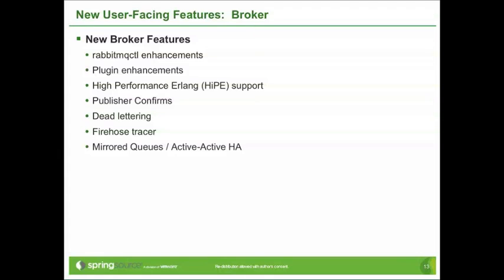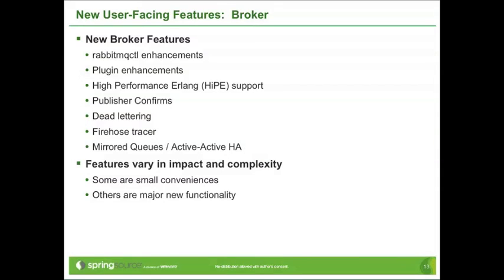We've added a new AMQP extension called the Publisher Confirm. We've added a new and often requested feature called dead lettering. There's a new debugging tool called the Firehose Tracer, and the keynote flagship feature of the new Rabbit release is an active-active high availability feature based on replicated queues that are replicated in the context of Rabbit clusters. The features vary widely in their impact and their complexity. Some are small cleanups and conveniences where others are major new features, and you'll see that reflected in where we allocate time in this presentation. We'll talk about, for example, active-active HA at much greater length than we will something like the RabbitMQ control enhancements. So with that said, let's go through this list from top to bottom.